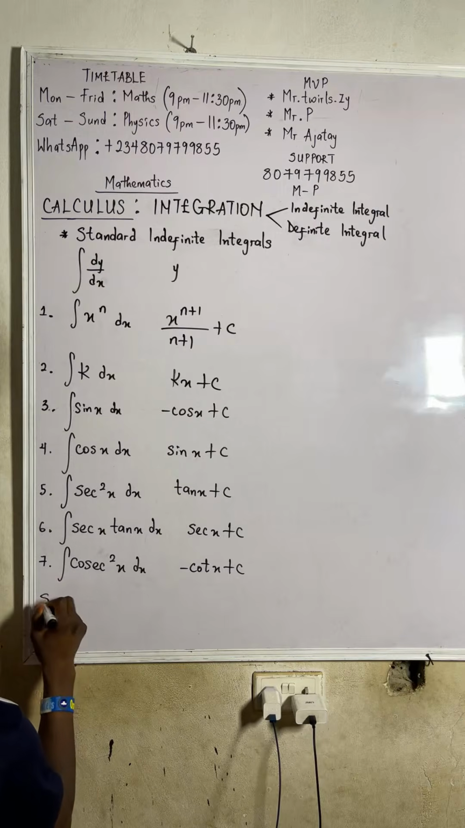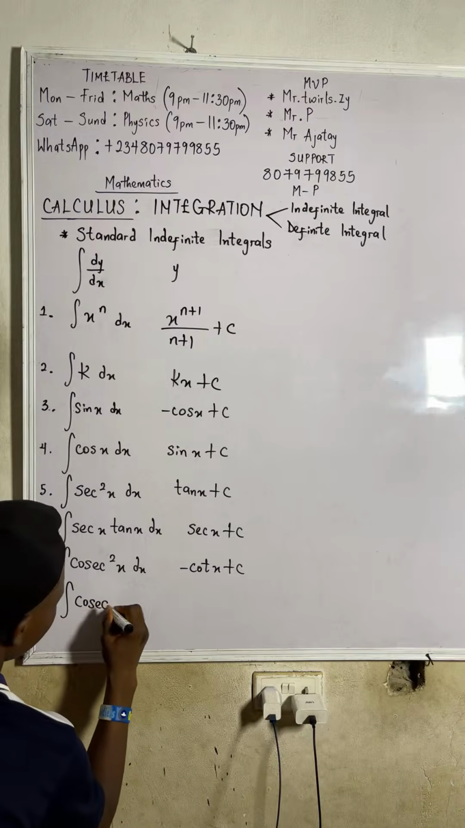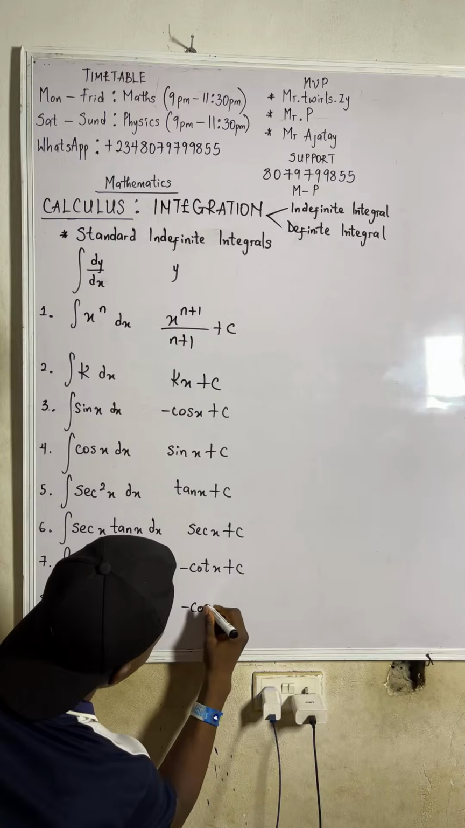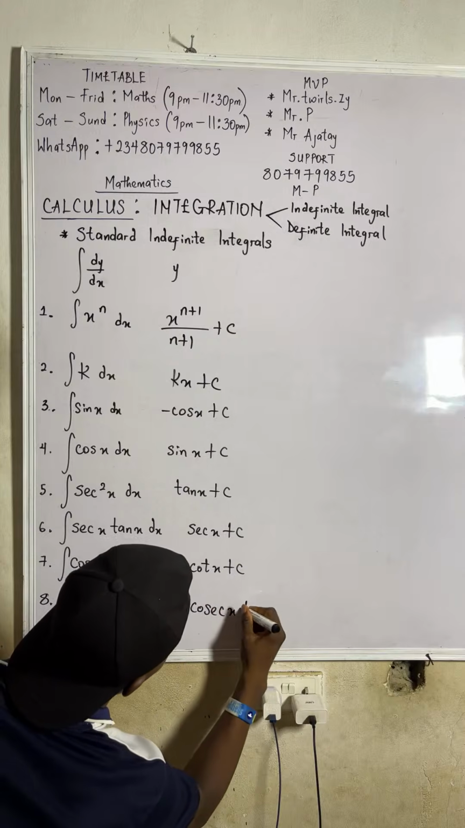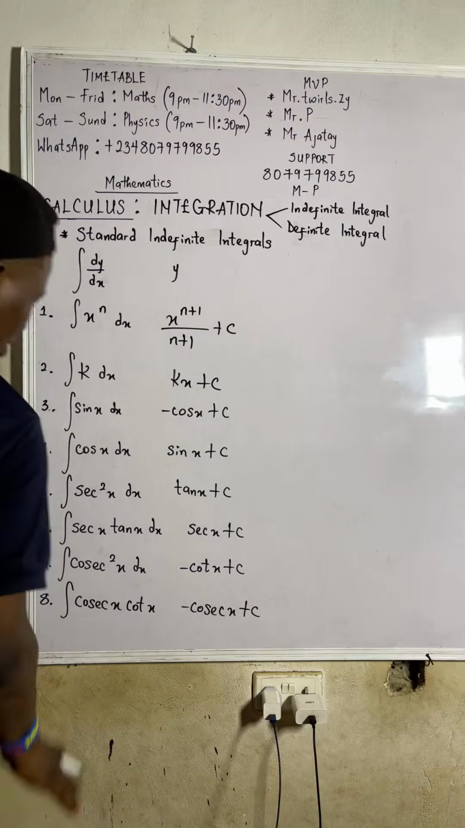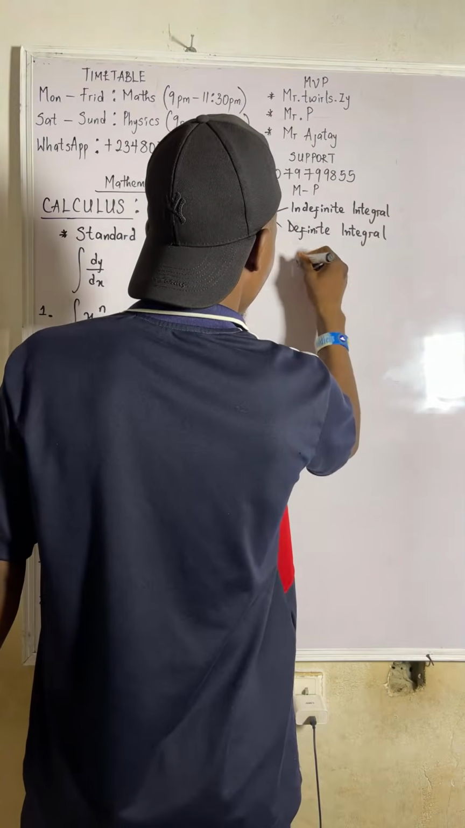Alright, let me just give you this formula. When you have integral of cosec x cot x, you have minus cosec x plus c. So let me just give you the major ones you will need in the exam.